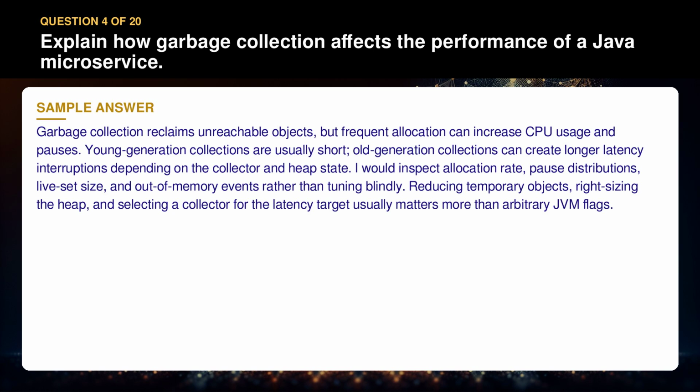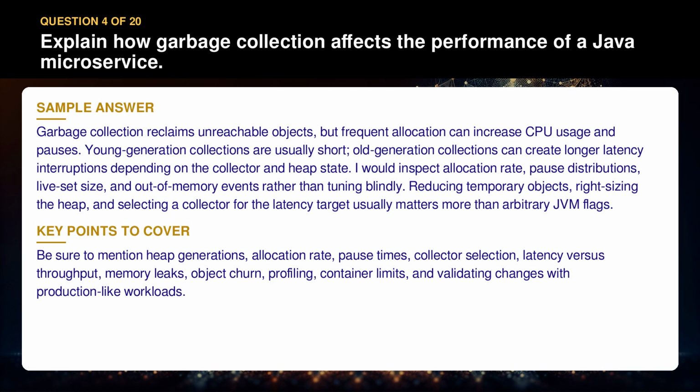Be sure to mention heap generations, allocation rate, pause times, collector selection, latency versus throughput, memory leaks, object churn, profiling, container limits, and validating changes with production-like workloads.